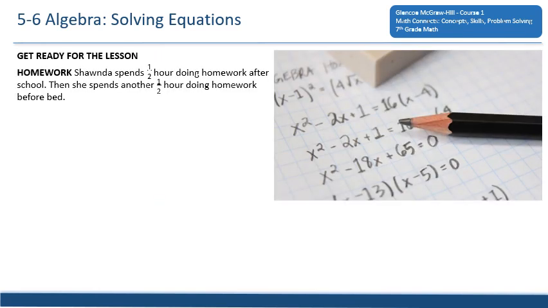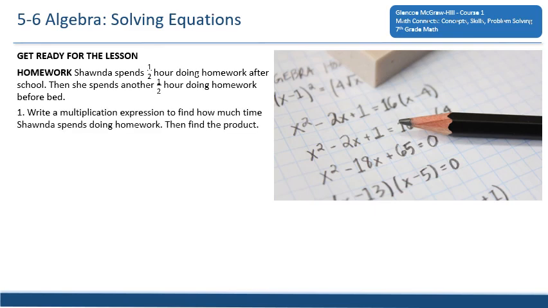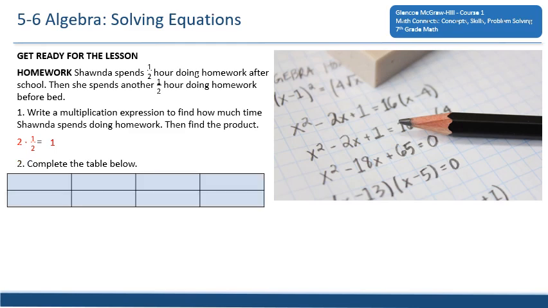Ready for the lesson? Homework. Shonda spends half an hour doing homework after school. Then she spends another half hour doing homework before bed. Write a multiplication expression to show how much time Shonda spends doing homework. Then find the product. So the multiplication problem is 2 times 1/2 equals 1. And then complete the table below.